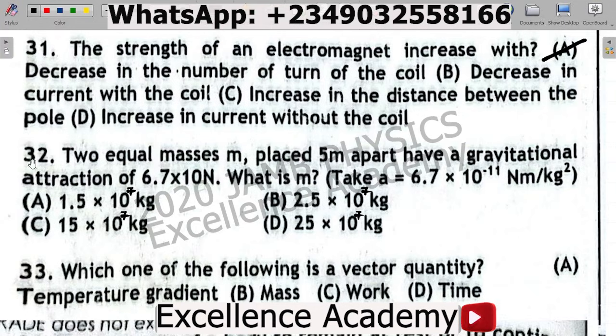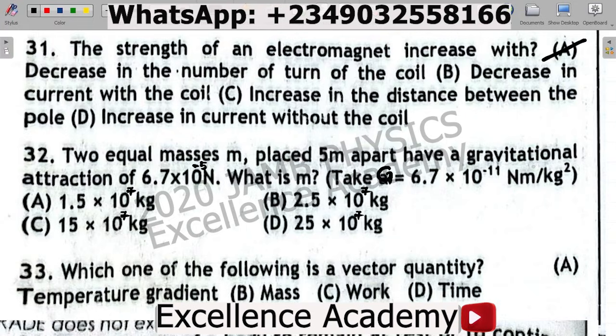Question number 32. 32 says, two equal masses M placed 5 meters apart have a gravitational attraction of 6.7 times 10 to the power, this should have been minus 5, 10 to the power minus 5 Newton. What is M? Take the value of G, the universal gravitational constant. So take capital G as equal to 6.7 times 10 to the power minus 11 Newton meter per kilogram squared.